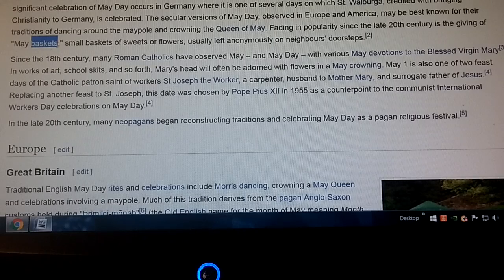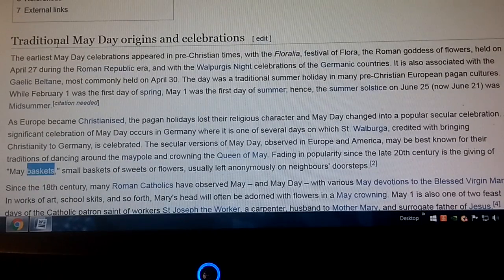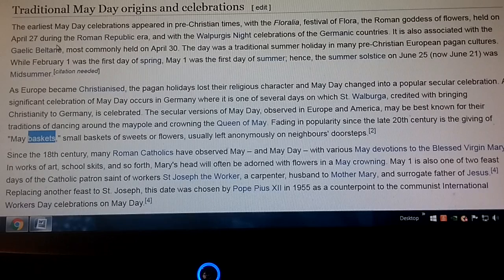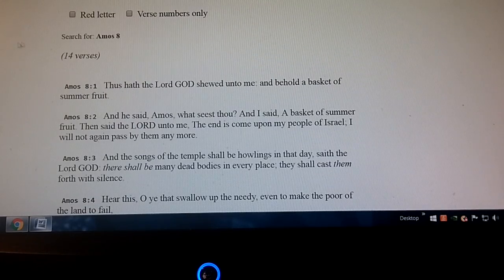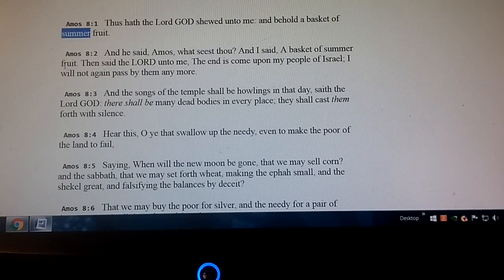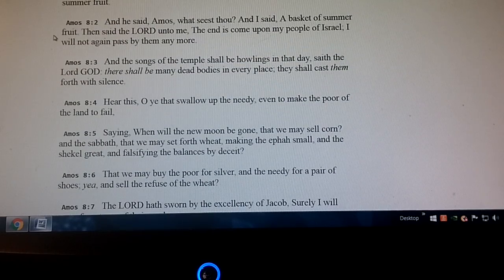Okay, right here. So, as we look at Amos, let's go back over to Amos. We see reference to baskets, which links us to May Day. We see reference to summer, which links us to May Day. Now, I know that said baskets with sweets or flowers, but when you stop and think about it, the sweets of ancient days was fruit. Okay? Now, as we read on, we see the basket of summer fruit mentioned again.